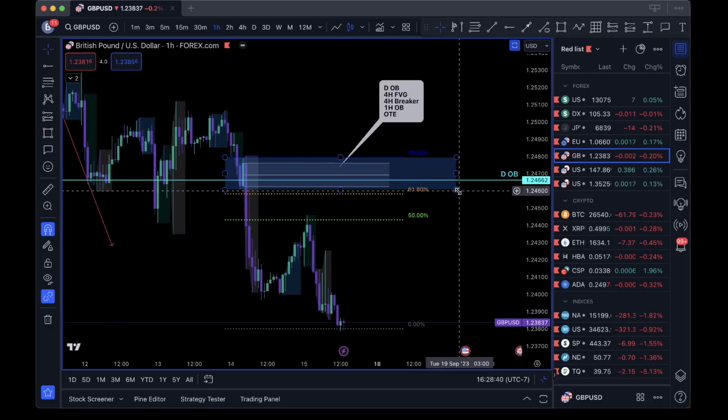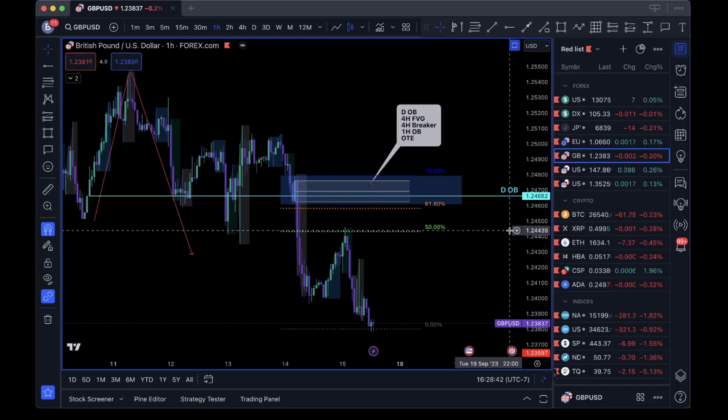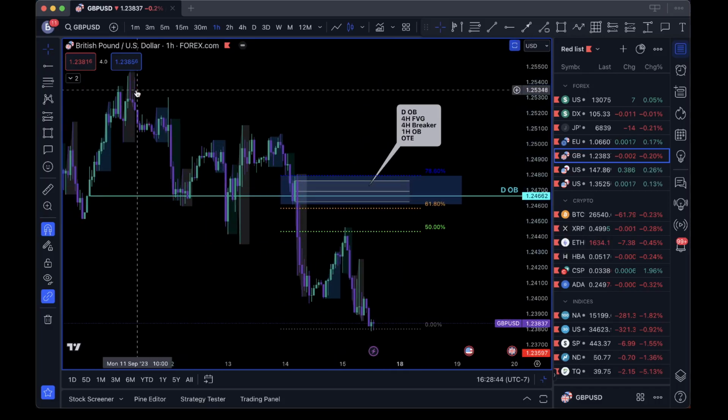Do I need to put that disclaimer? This is not financial advice. Trade at your own risk. Trading is inherently risky. Whatever.